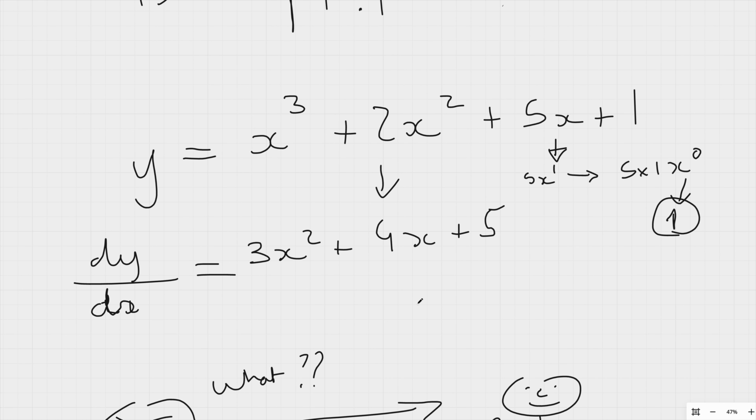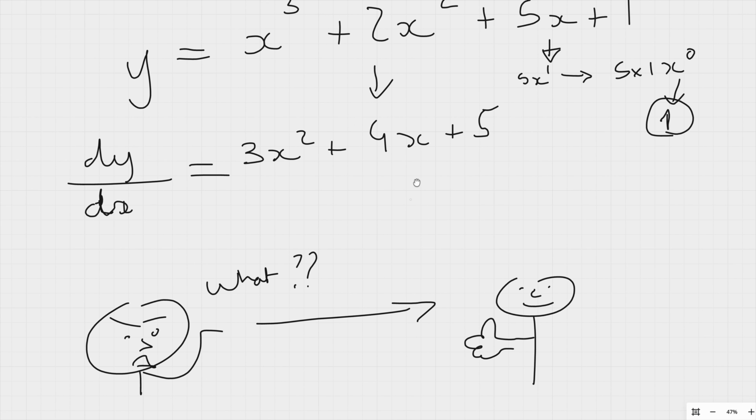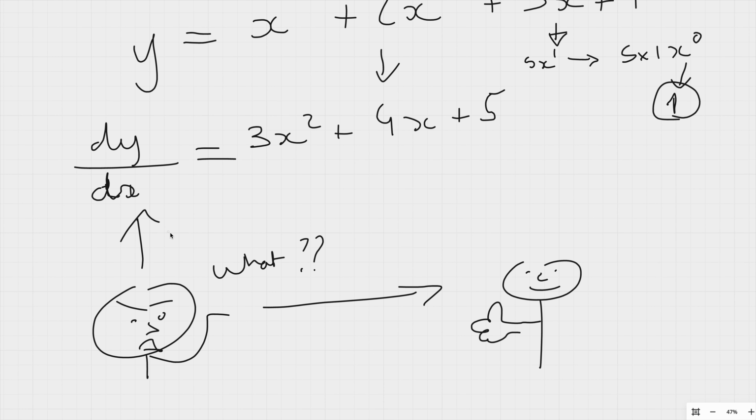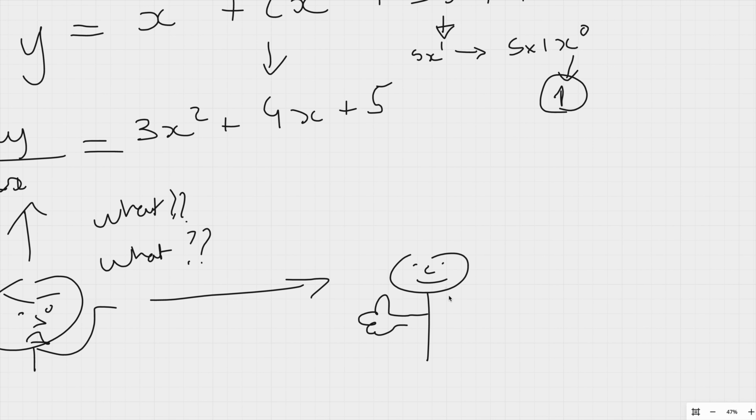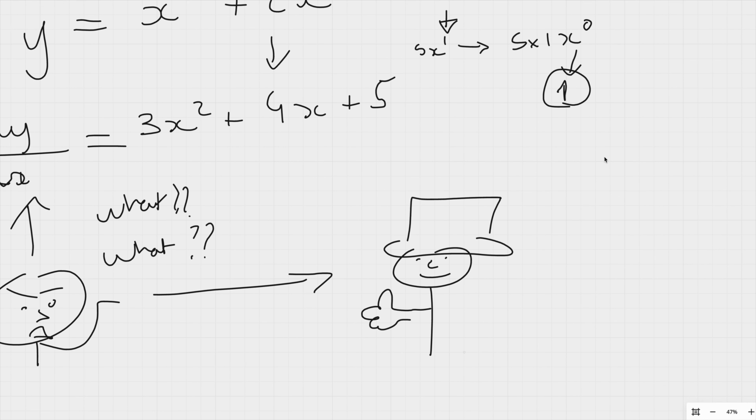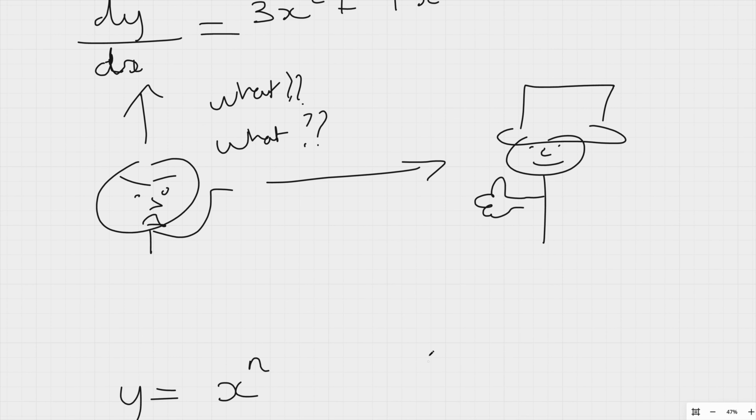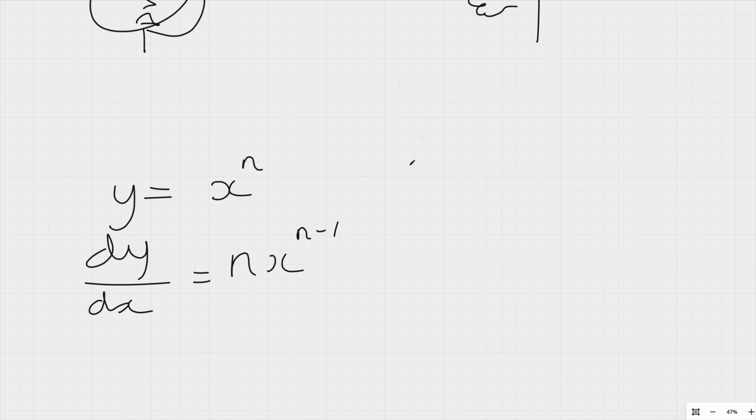Now you might be asking, so now I have my gradient function, what do I do with that? And what I say to that is, put your maths hats on because I will teach you. Our gradient function is 3x squared plus 4x plus 5.